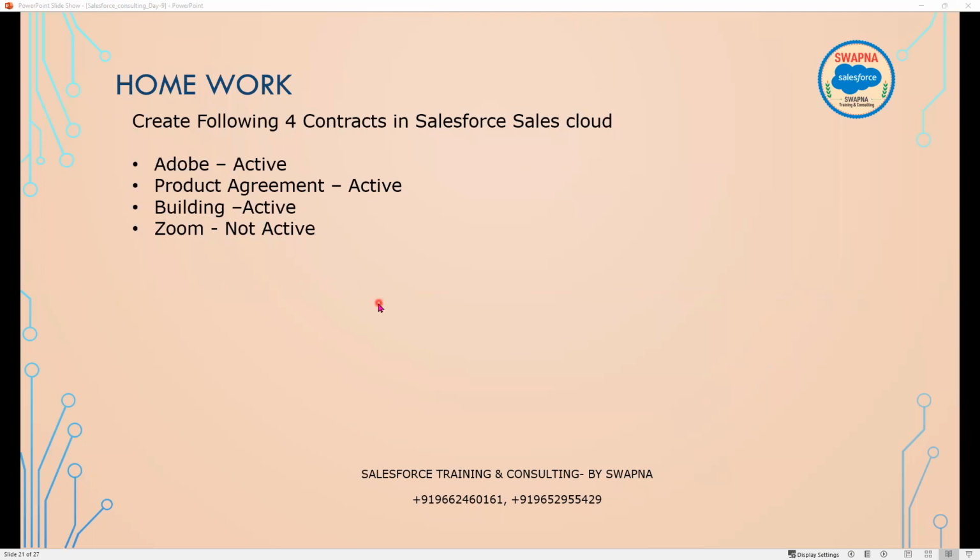So homework: create 4 contracts in Salesforce Sales Cloud. One is ad hoc, active; product agreement should be active; billing should be active; create a Zoom contract, not active. The contract name is ad hoc. You can add any dates that are available. The second contract is product agreement, the third is billing, and the fourth is Zoom.